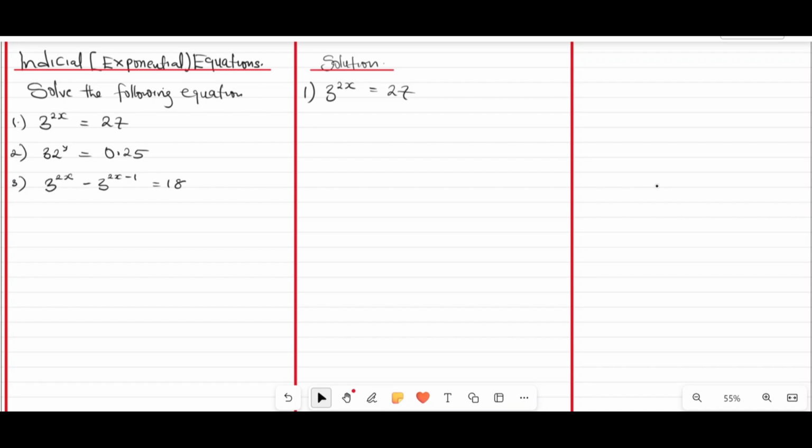So we know that we can express 27 as a power of its base. 3 raised to the power 3 is equal to 27. So we can write that 3 raised to the power 2x is equal to 3 raised to the power 3.